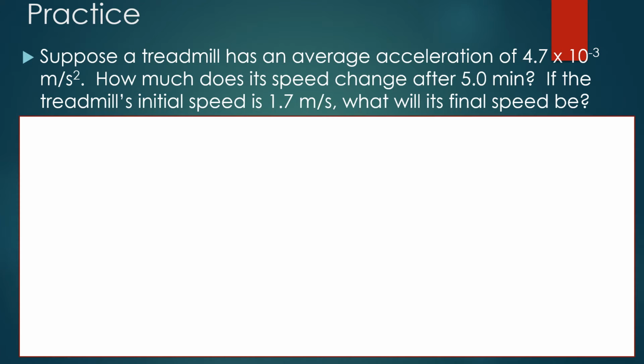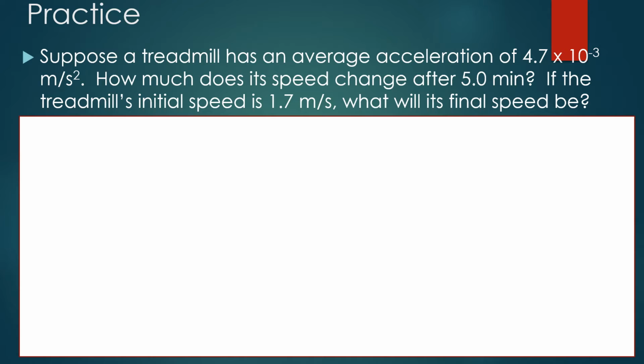So let's continue with part 2. Suppose a treadmill has an average acceleration of 4.7 times 10 to negative 3 meters per second squared. How much does its speed, velocity, change after 5 minutes? If the initial speed or velocity was 1.7 meters per second, what will its final be?